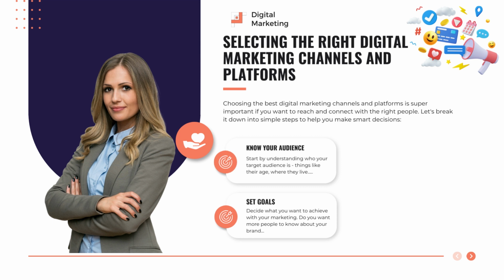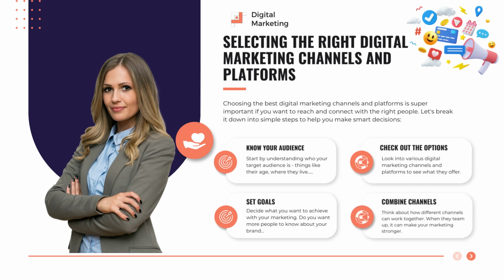Different digital channels are good at different things, so it's essential to match your goals with the right platform. 3. Check out the options. Look into various digital marketing channels and platforms to see what they offer. Some popular ones are search engines like Google Ads, social media sites such as Facebook, Instagram, and LinkedIn, email marketing, content marketing, influencer marketing, video platforms like YouTube, and display ads on different websites.